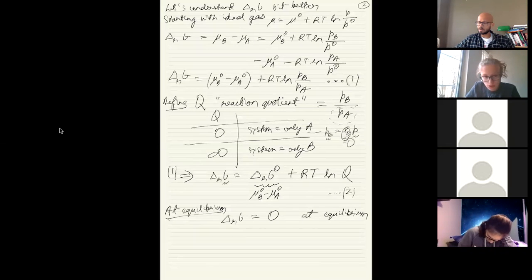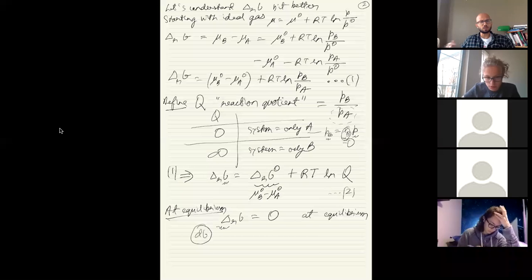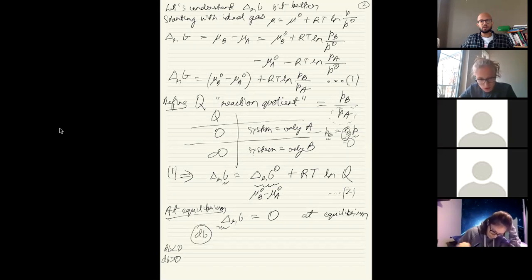If this confuses you, delta RG is just a bigger version of dG, right? dG is differential, delta RG is looking at a bigger change. So we know that dG less than 0 is spontaneous in one direction, dG more than 0 is spontaneous in the other direction. Therefore, dG equal to 0 is equilibrium. In other words, delta RG equal to 0 is equilibrium. What does this mean for us? If you use equation 2, this means delta RG naught plus RT ln Q is equal to 0 at equilibrium, right?